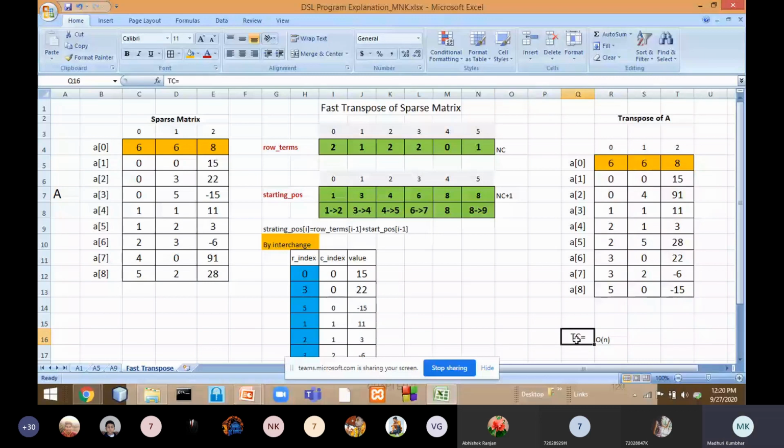कोई डाउट है इसमें ट्रांसपोज में? No, ma'am. Clear with this procedure?